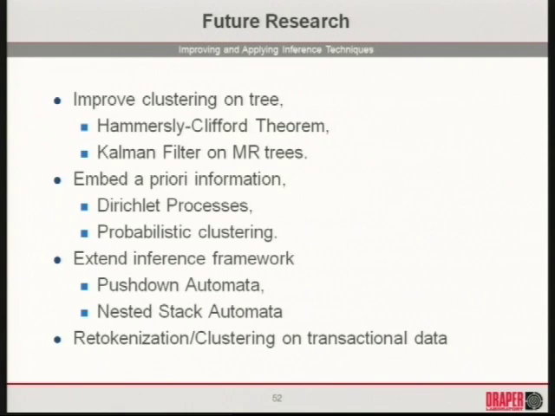Also can look at, these things have switched, by the way. My sub bullets have switched on the first two.